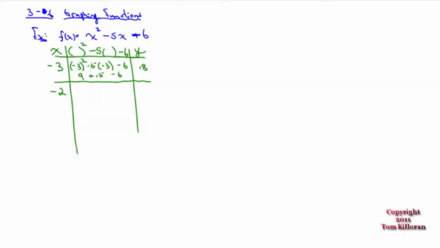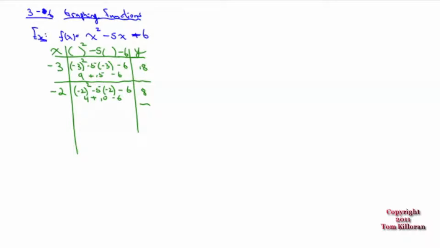Next value, don't skip any. -2. Once you start, just keep on plugging away until you get to the ones that work. And we're going to plug it in, so it's going to be -2 squared minus 5 times -2 minus 6. Make sure you're putting those parentheses in there. They do help, especially if you type it into your calculator. -2 squared, 4. 5 times -2, it's positive 10. Minus 6, this turns out to be 8. That'll fit on our graph paper.